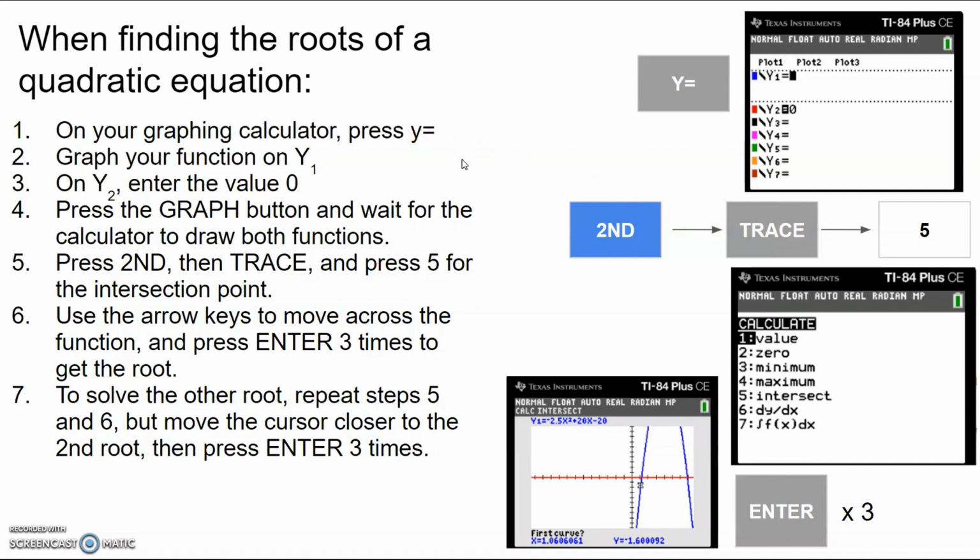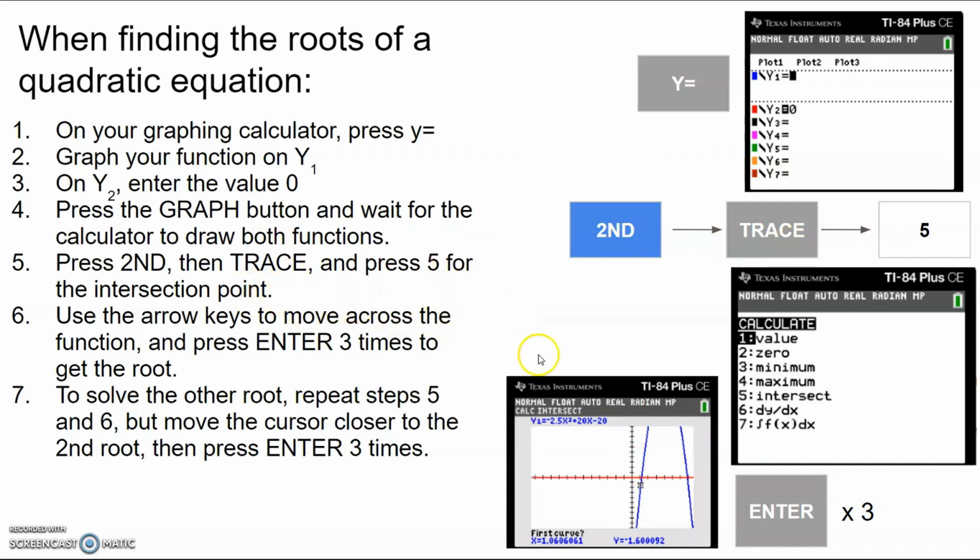But if you want to use a calculator, what you can do is press y equals and go on this menu right here. And then you want to graph your function there. And then on y2 right there, you enter 0. And then you press the graph button, wait for the calculator to draw both functions right here. Then you press second, trace, and 5 so you can find the intersection point.